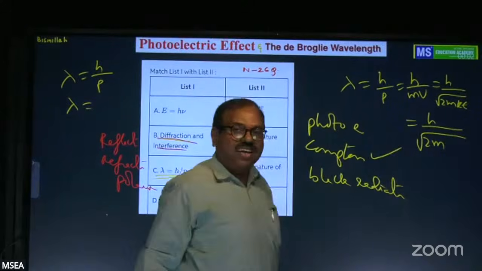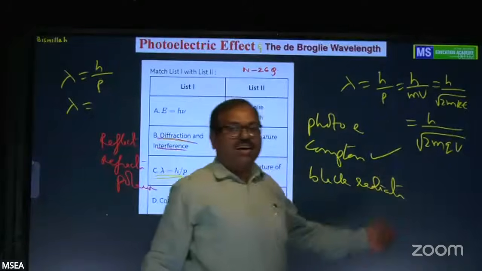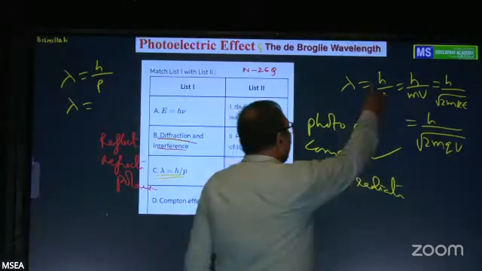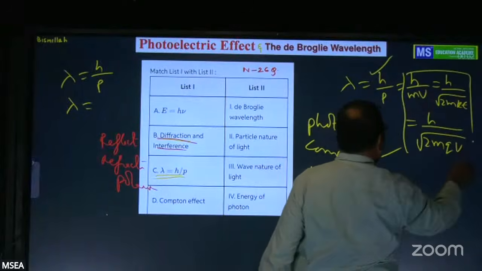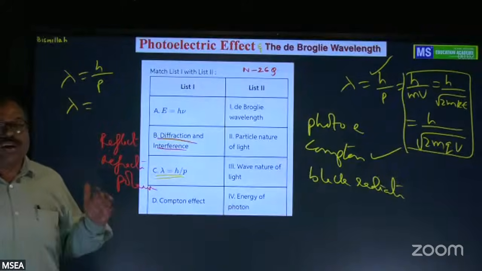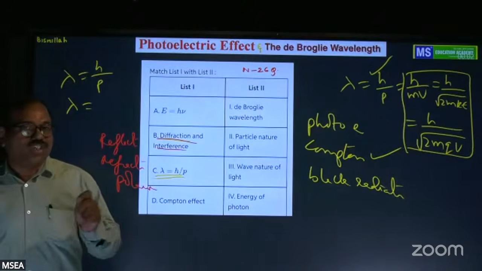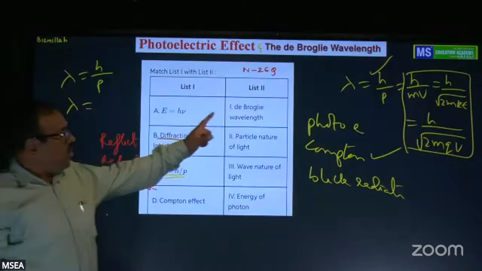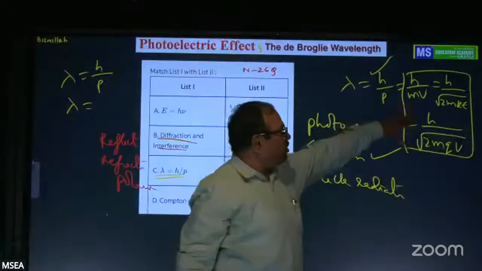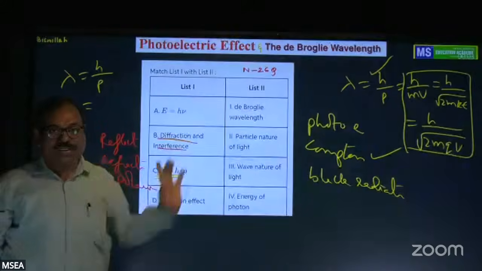Kinetic energy we can write as q into V, or delta V, that is the potential. This was already asked, so these are the things you have to remember. Lambda is equal to h by mv, and also h by root of 2m KE, and also h by root of 2mqV. Based on this, you have to remember all these things.